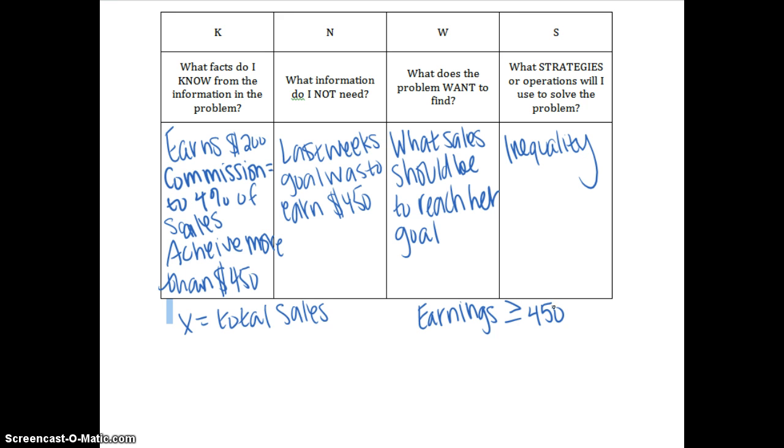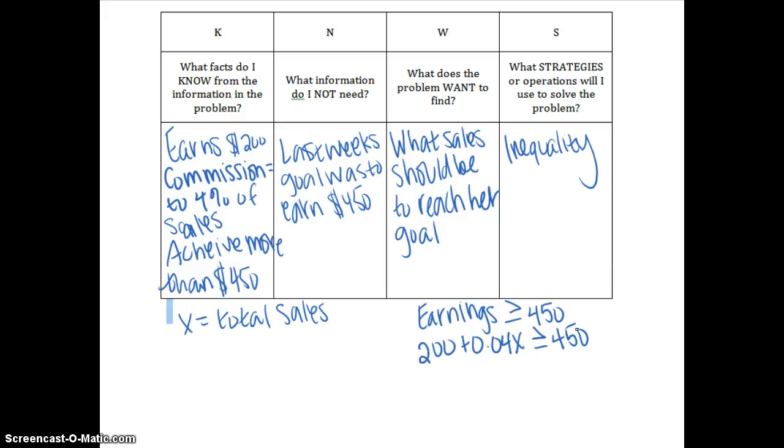Now her earnings. How much does she earn? $200. Okay. Well, let's write it under here. Plus what? Plus 4%, and that would be 0.04 times X. And X is? Her total sales. Okay, and that has to be, keep going. Okay. So this is our inequality, right? All right, now what?